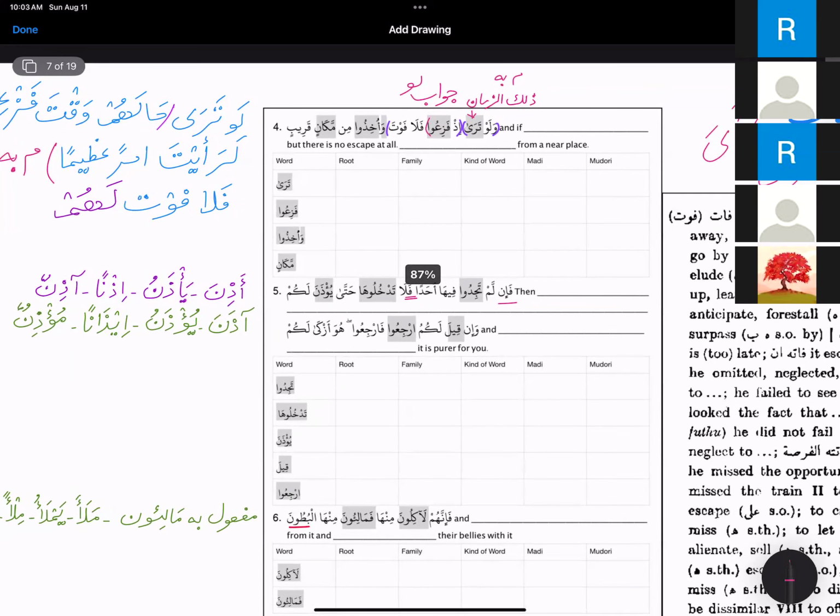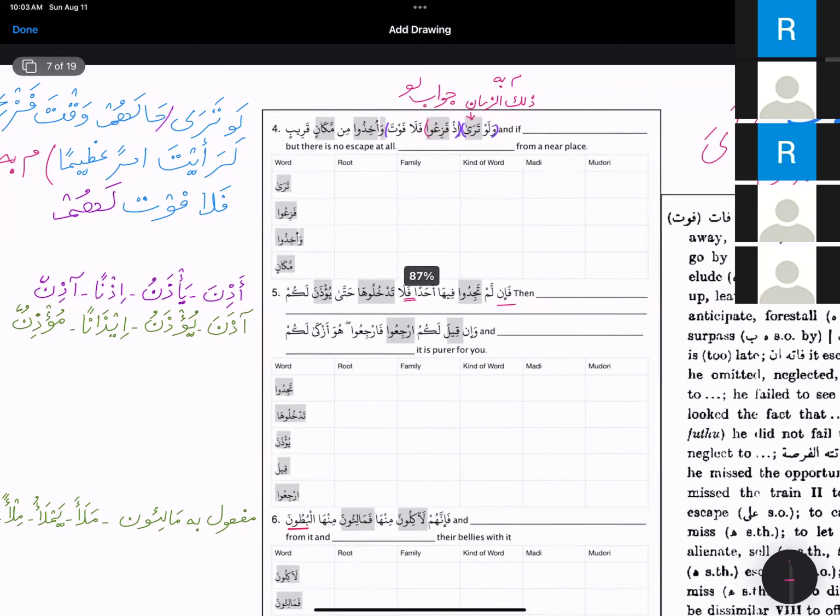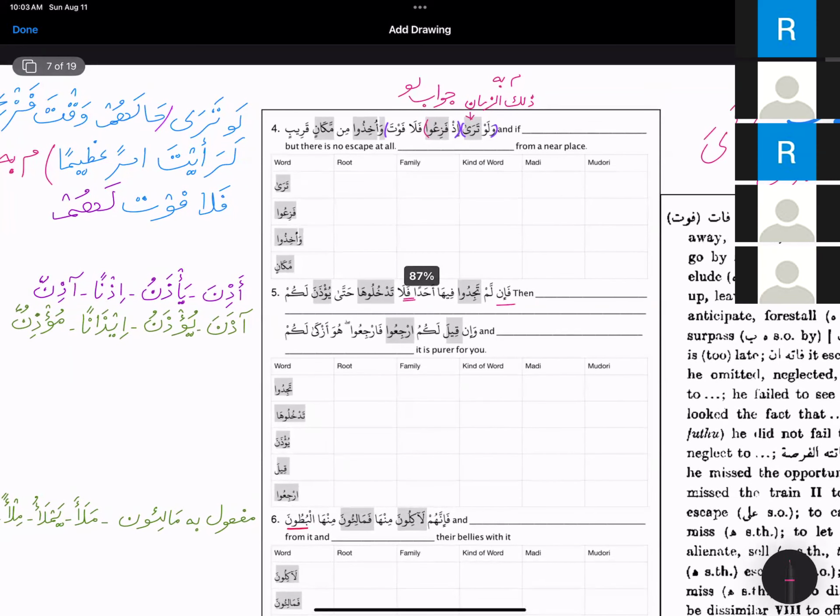Fauta here is ism, mansub. Fata, yafutu, this is bab nasara, and fautan or fautun is the masdar of it.